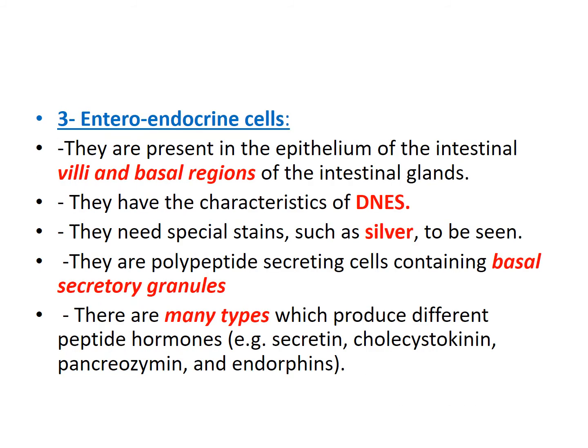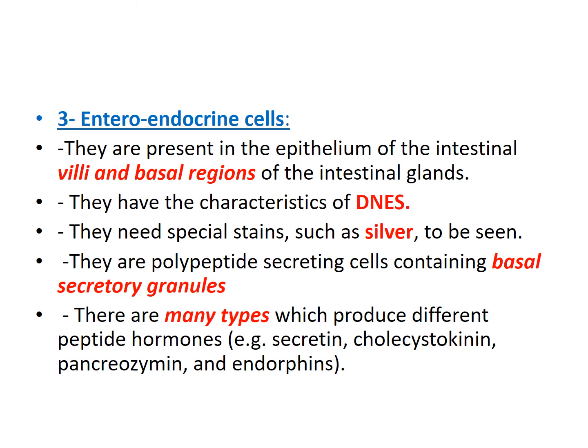The third type of cell, enteroendocrine cell. They are present in the epithelium of the intestinal villi and also in the basal region of the intestinal gland. These cells have the characteristic of diffuse neuroendocrine system. They need a special stain such as silver to be seen. We see an example in the stomach region. There is an enteroendocrine cell which is stained by silver, and we call it argentaffin cell.